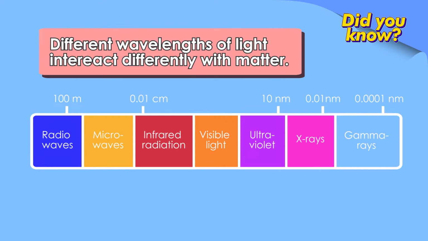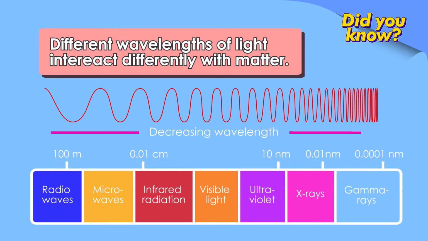The electromagnetic spectrum comprises the radio waves, microwaves, infrared waves, visible light waves, ultraviolet waves, X-rays, and gamma rays, from the largest to the smallest waves, respectively. All these electromagnetic waves travel at the speed of light, but they interact differently with matter.